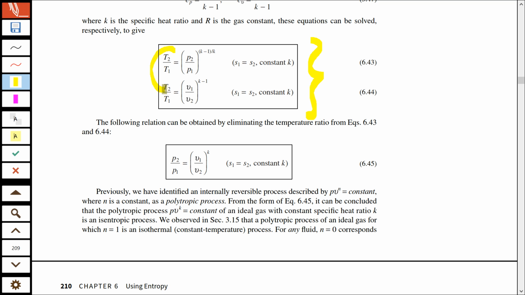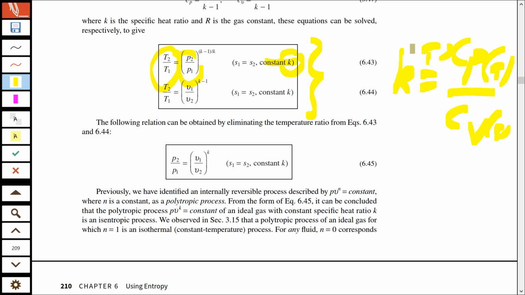The ratio of temperature can be related to the ratio of pressures by using the constant K. Remember, constant K was Cp over Cv, and normally Cp and Cv are functions of temperature, so K will also be a function of temperature. But what you assume in this section is that if Cp and Cv are constants, then K will also be constant, and that leads to these simple formulas.